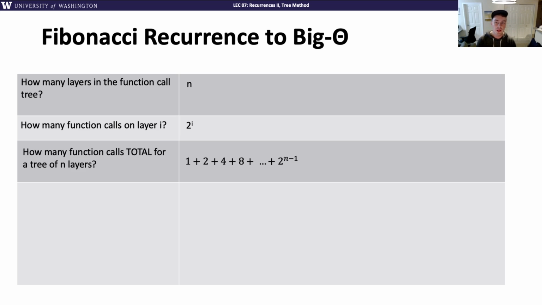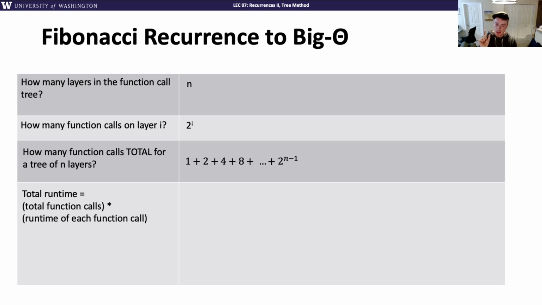And so the total number of function calls across all n layers would be 1 plus 2 plus 4 plus 8. That's the sum of the number of function calls in each layer. And we do that all the way up to 2 to the n minus 1, again stopping 1 early because we're including that 0 indexed layer. Okay, so that's the total number of function calls that happen. And now our argument is that the total runtime is going to be the total number of function calls times the runtime of each of those function calls.